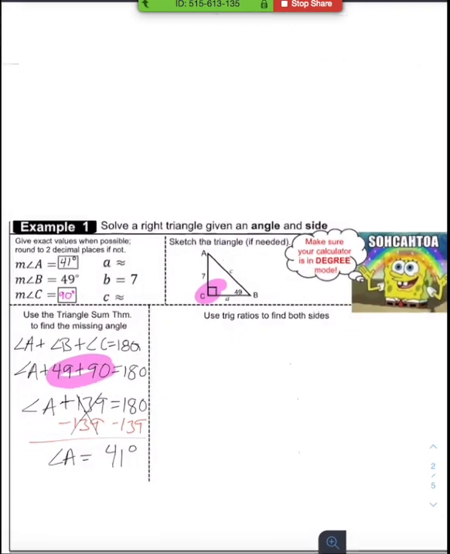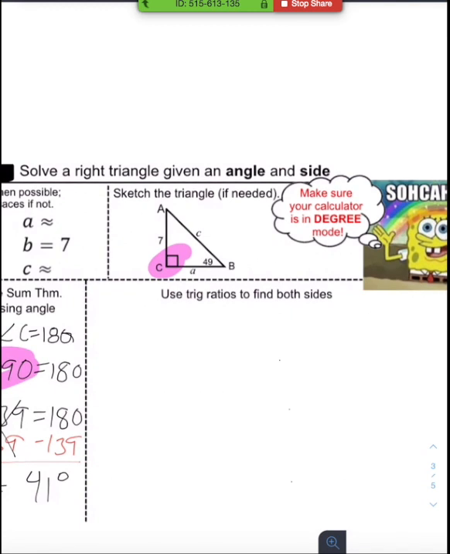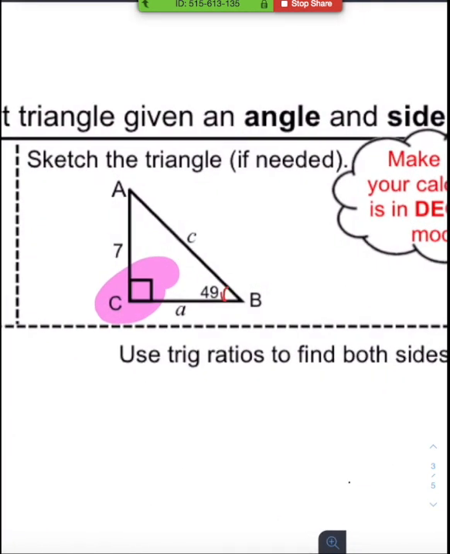For that we have to use our trig ratios, sine, cosine, or tangent. So how do we do that? Which side do we want to start solving? Let's start solving side A. Before we solve, this is our given angle, 49 degrees. If we label our triangle, right across from the angle is the opposite, the height, and this is the adjacent.